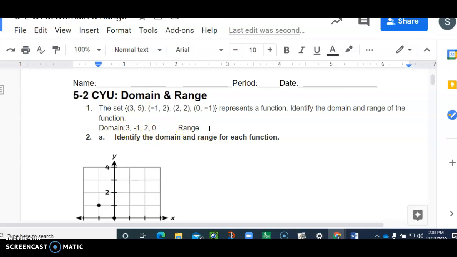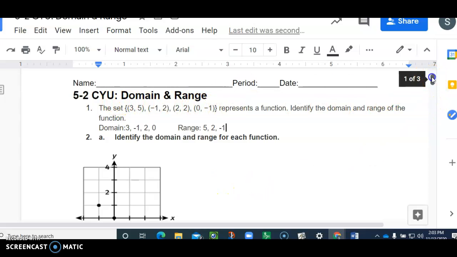Now, next, range. Range is the value of the y. So you list them: 5, 2. When it's 2 twice, you can just put 5, 2 only one time, and then -1. Or you can just list 2 twice. That's okay. That's the range from this set of data.